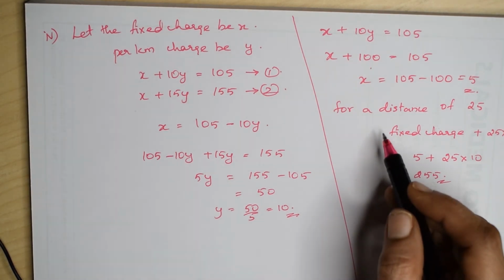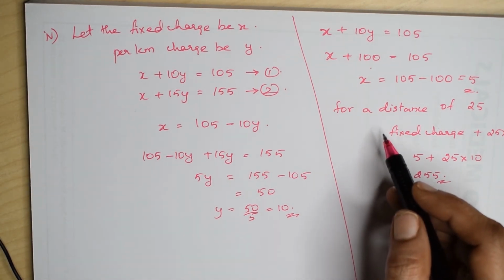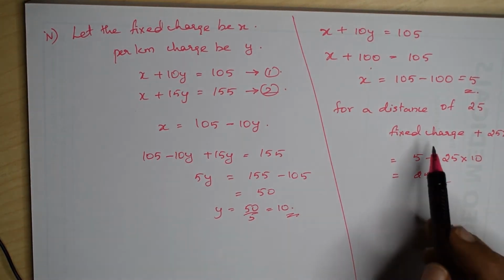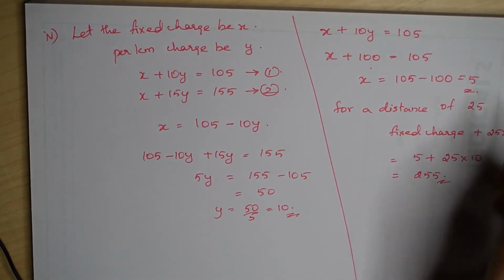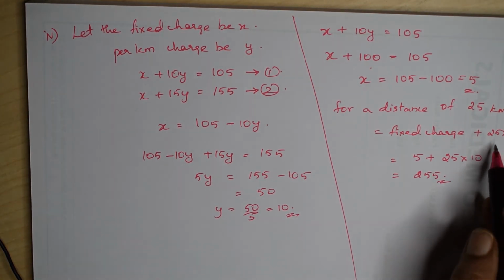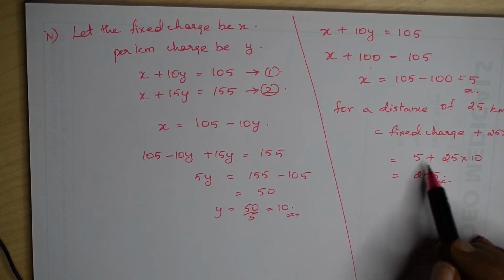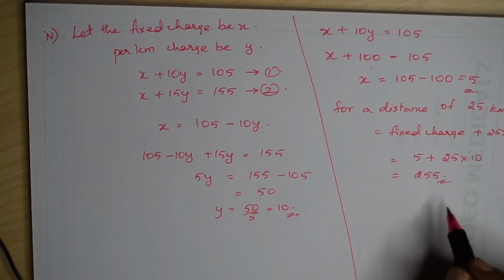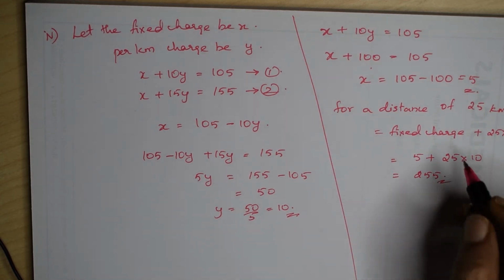Then they are asking how much a person has to pay when he travels for 25 kilometers. So the cost for 25 kilometers is the fixed charge plus the kilometers into 10, right? So it is 25 kilometers into 10. Fixed charge is 5 rupees. 5 plus 25 into 10, and that sums to 255 rupees. That's it.